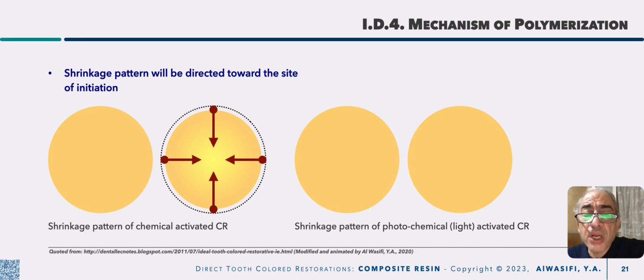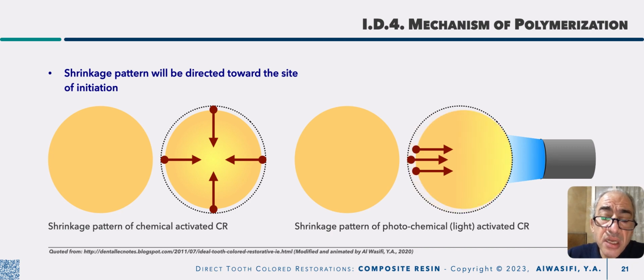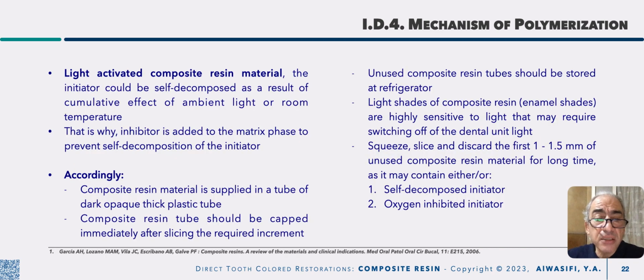While for light activated material, it shrinks toward the first area of initiation, which is the light direction. It shrinks towards the light. That's why we could use this to our advantage, just bringing the light from the same side as the cavity wall, and your composite will shrink towards the cavity wall, making it an advantage of adaptation for your composite.